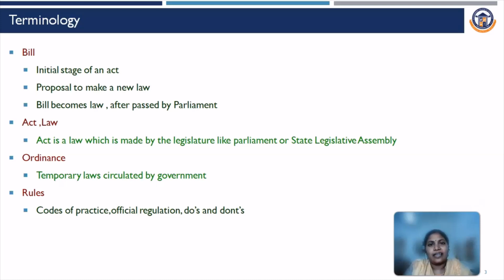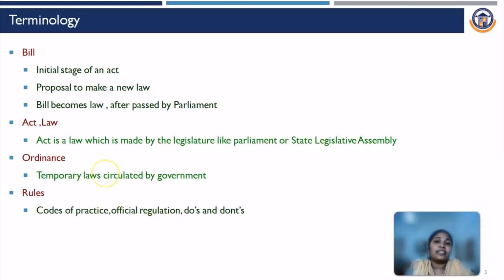Bill is actually an initial stage of an act where it is a proposal to make a new law, which is passed by the parliament and then this bill becomes the law. Act is made by the legislature like parliament or the state legislative assembly, whereas ordinance is a temporary law circulated by the government and rule is the code of practice or official regulations or do's and don'ts concerned with the government or else the institutions or else the organizations.